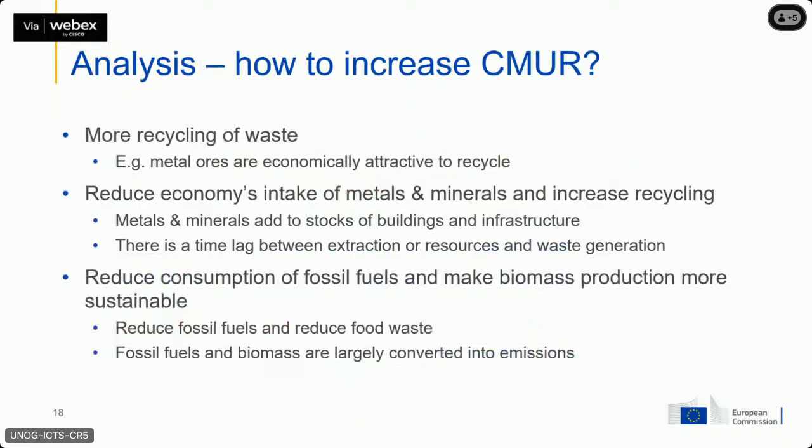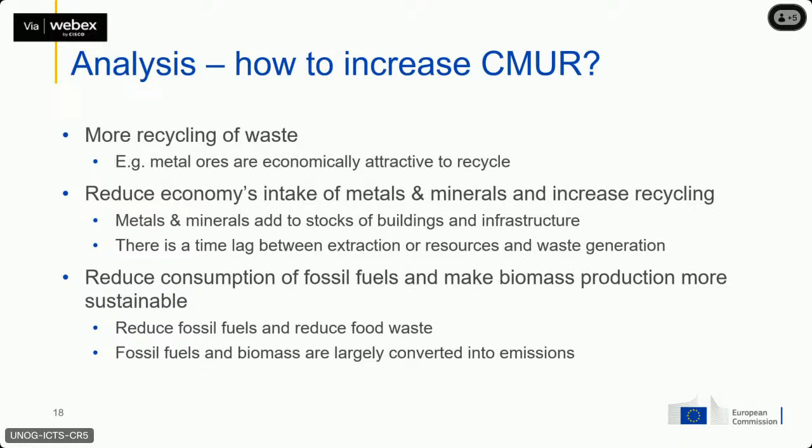So now I enter into the final part of my presentation in a few minutes. How to increase the circular material use rate. Some ideas are the following: more recycling of waste. For instance, metal ores are economically attractive to recycle. We can insist more in improving the recycling and the reuse of them, but also for the other categories of materials. Another idea is to reduce the economy's intake of metals and minerals and increase recycling.